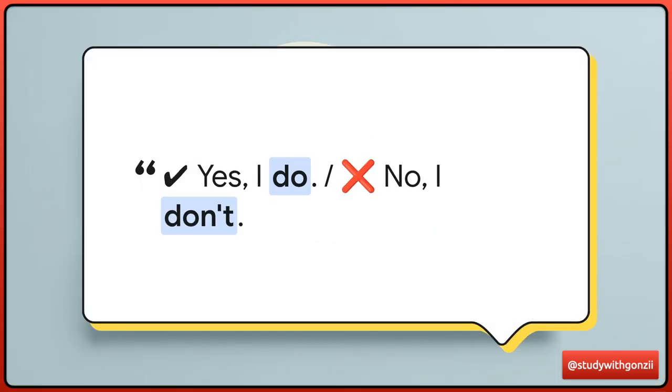Now, when someone asks you one of these questions, you need to know the mandatory short answer structures. You rarely want to reply with just a blunt yes or no. It sounds a bit harsh. Instead, you politely echo the auxiliary verb. So if someone asks, do you study English? The structurally correct reply is yes, I do, or no, I don't. If they're asking about a third person, like does she work here? The answer is yes, she does, or no, she doesn't. It creates this perfectly balanced little conversational loop.